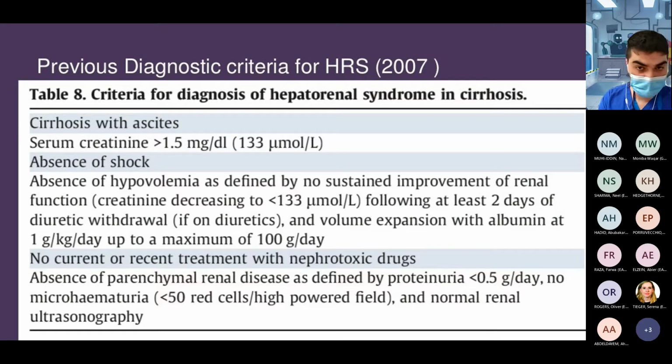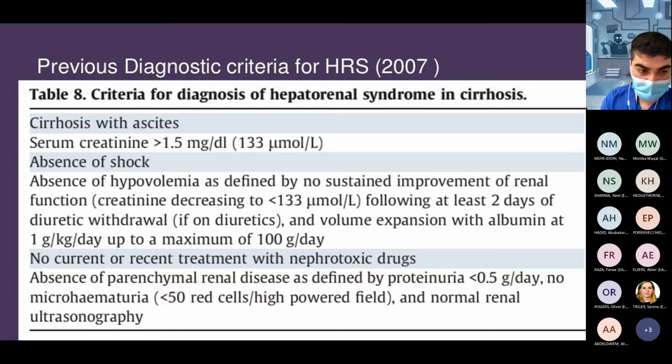The previous diagnosis of HRS required quite a few criteria. As we said before, it has to be people with established liver disease who have advanced liver failure. So cirrhosis with ascites was the first criterion. The second criterion was that the creatinine had to be above 133.